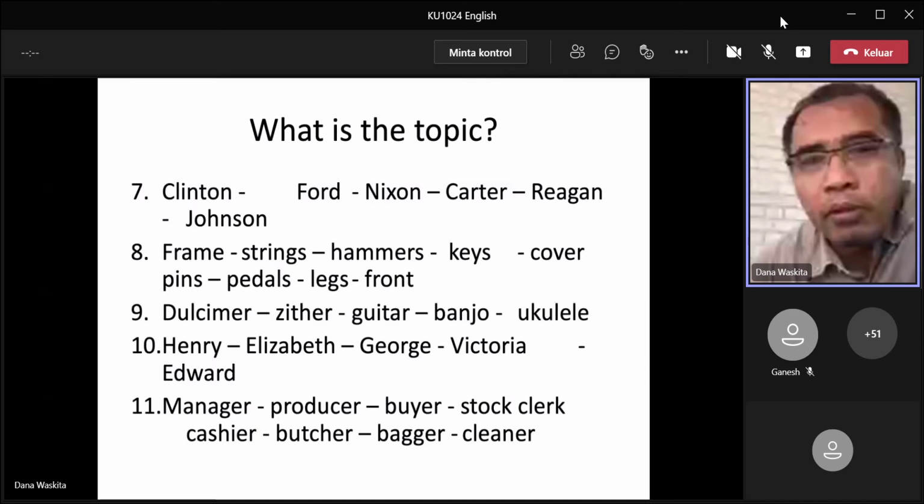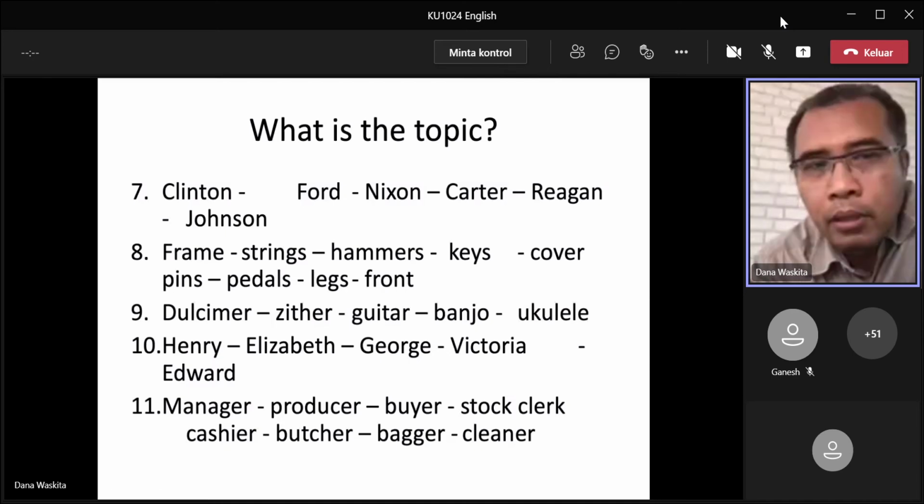So the topic can be explicitly stated, like in number one until number six, but it can be implied. It's not mentioned there, but you need to draw a conclusion from this. Number nine, what do you think of this?